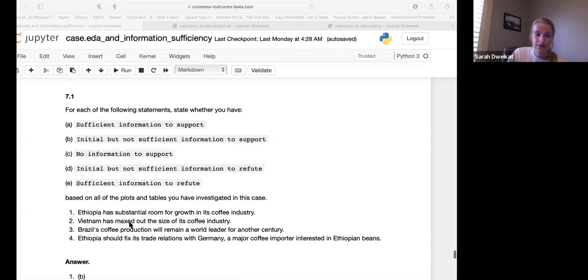Let's scroll and look at the first one. There you go. So B, we have initial but not sufficient information to support that they have substantial room for growth in their coffee industry. And this is where a lot of you brought up really great points about other things you would have to take into consideration for whether or not they actually have that room for growth.